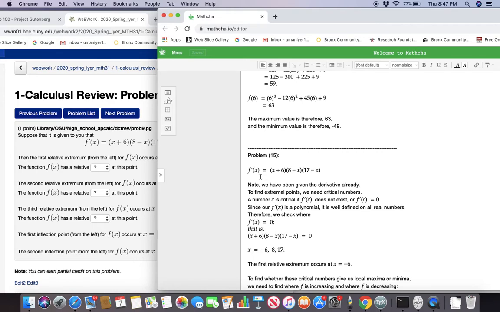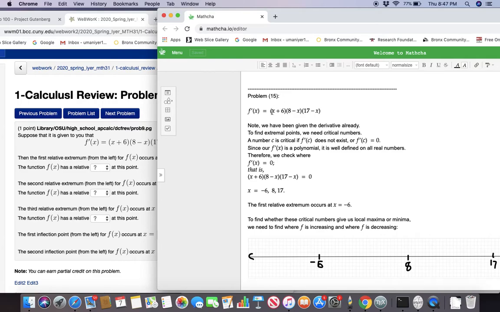So I've been given the derivative. To find extremal points, we need critical numbers. A number is critical if the derivative does not exist or the derivative is 0. Notice my derivative is a polynomial. If I multiply it out, it would be a polynomial. So the derivative will exist everywhere. So does not exist is irrelevant for us. We need derivative equals 0.